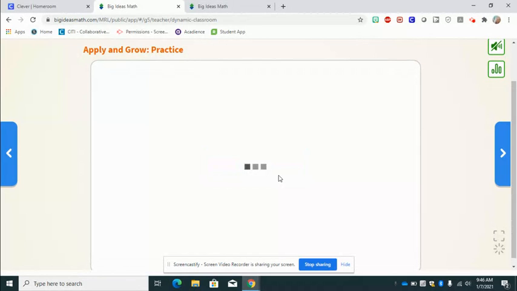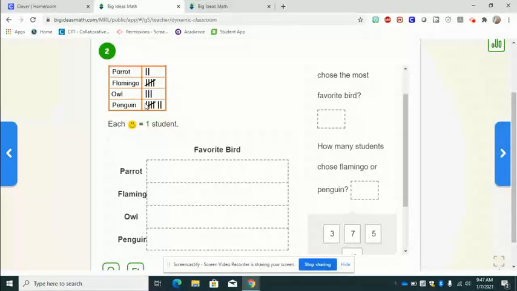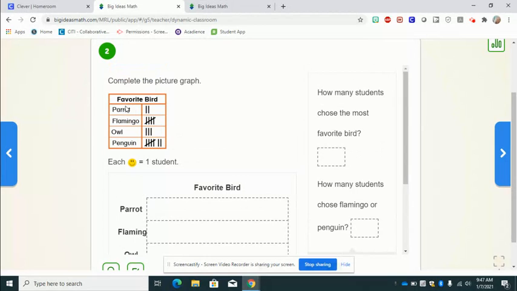Okay, now we're doing our apply and grow practice, which is on page 626 in your math books if you want to follow along. We're going to complete the picture graph just like we did before, and this is a pictograph and a tally chart of students' favorite birds: parrot, flamingo, owl, penguin. 2 students chose parrot, 5 students chose flamingo, 3 students chose owl, and 7 students chose penguin.